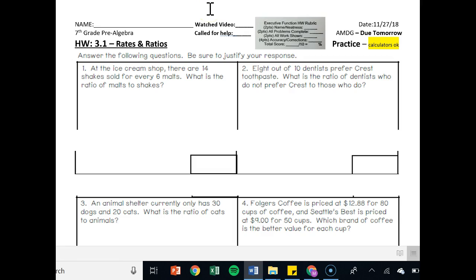If you've watched the video, you may go ahead and check off at the top. Make sure you watch the whole video, show all work, and you may use your calculator.